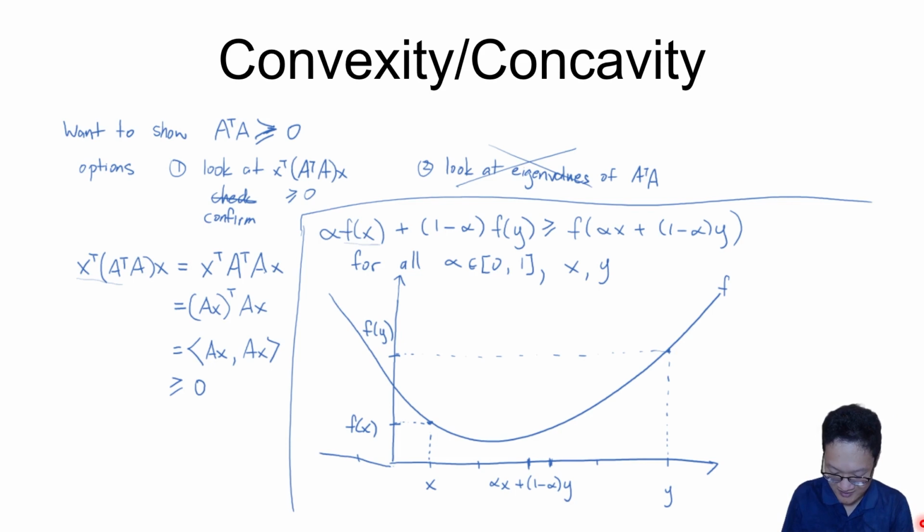The last thing we need is f of alpha x plus 1 minus alpha y. We need that thing, and that is basically this point here. We plug in alpha x plus 1 minus alpha y, and that gives us f of alpha x plus 1 minus alpha y.